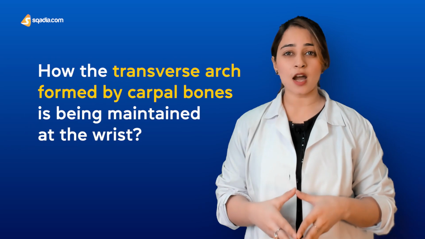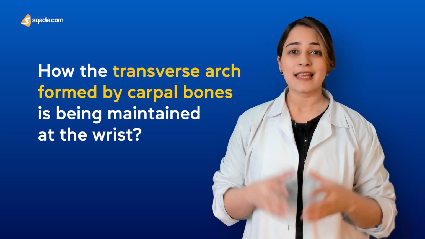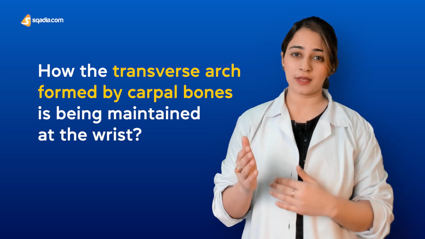How is the transverse arch formed by the carpal bones maintained at the wrist joint? This arch is maintained with the help of the flexor retinaculum, which attaches medially to the pisiform bone and the hook of the hamate. Laterally, the retinaculum binds to the scaphoid tubercle and to the groove of the trapezium. Tendons of the flexor carpi radialis run through it.